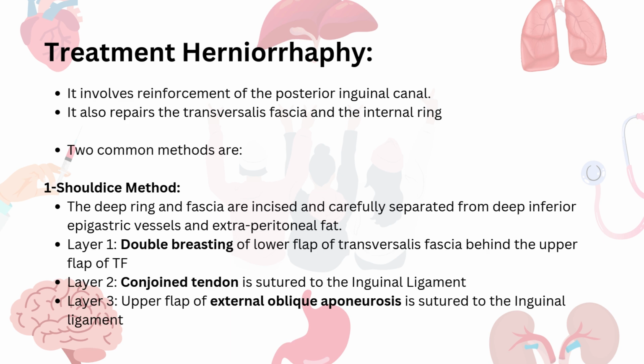The step number 2 would be that the conjoint tendon is sutured to the inguinal ligament to make another layer, and then the third layer would be formed by the upper flap of the external oblique aponeurosis, which is sutured to the inguinal ligament. So layer number 1, layer number 2, layer number 3. Layer number 1 by the upper and lower flaps. The layer number 2 will be conjoint tendons, and layer number 3 would be upper flap of the external oblique aponeurosis, which is sutured to the inguinal ligament.